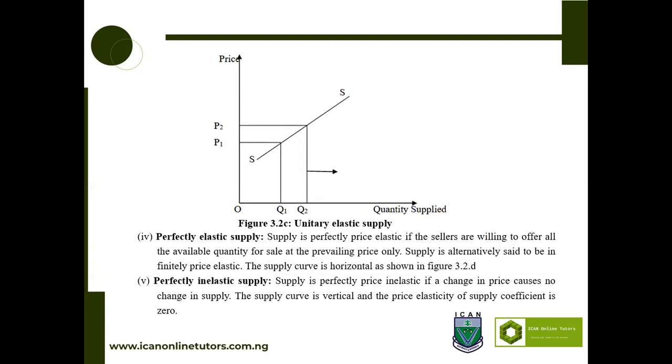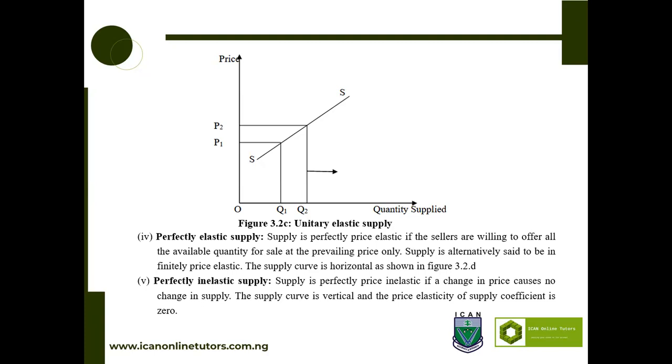We have the perfectly elastic supply. Supply is perfectly price elastic if the sellers are willing to offer all the available quantity for sale at the prevailing price only. That is, at the general market price. The suppliers are willing to offer all the available quantity for sale. So supply is alternatively said to be infinitely price elastic.